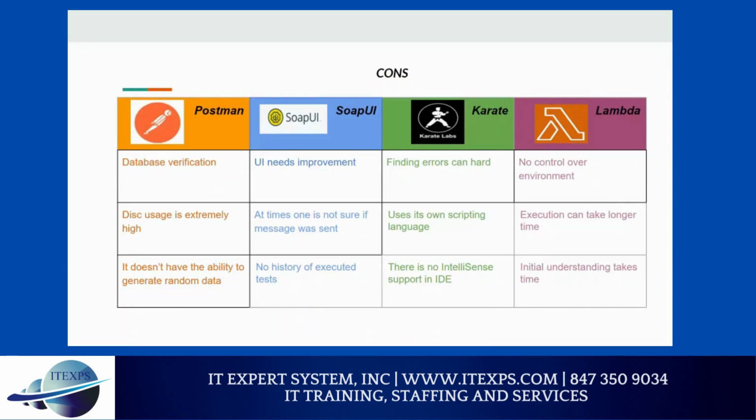The third con we noticed is that it doesn't have the ability to generate random data like email, zip code, address, and so on, such as SoapUI has. The cons for SoapUI include improvements needed in the UI, and at times one doesn't know if the message has been sent. So that is what we discovered, and there is no history of executed tests.